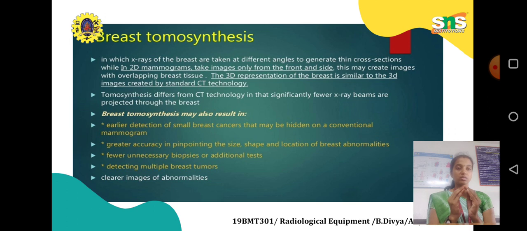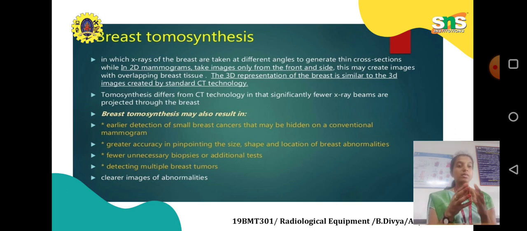Fewer unnecessary biopsies or additional tests. After taking breast tomosynthesis, we need not go for any other breast test afterwards. That is not necessary. Once breast tomosynthesis is done, we can clearly identify what is happening, what has happened in the body.